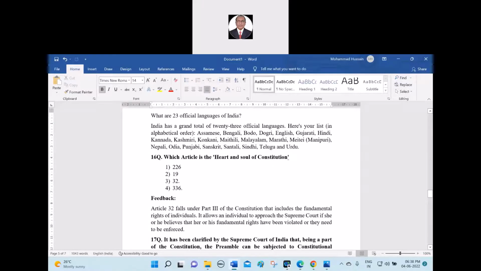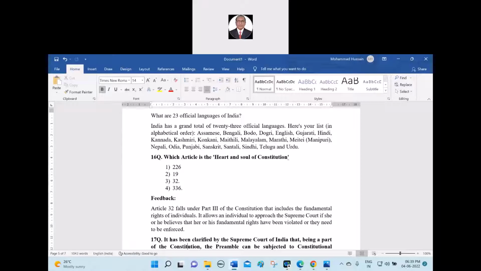As I told you, Article 32 falls under Part 3 of the Constitution. Supplementary question: they may ask like this also. Article 226, in which part does it fall? Or they can ask which part of the Constitution Article 32 falls under. Then we can say Part 3, which includes the fundamental rights of individuals. It allows an individual to approach the Supreme Court if he or she believes that fundamental rights have been violated or need to be enforced. So please check the supplementary question: Article 226 falls in which part of the Constitution?